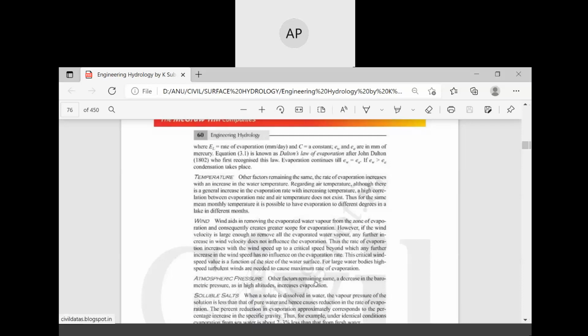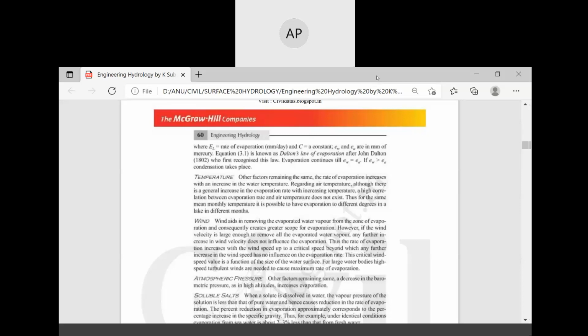Where E_L is the rate of evaporation and C is a constant, e_w and e_a are in mm of mercury. So this equation is known as Dalton's law of evaporation after John Dalton. So temperature, other factors remaining the same, the rate of evaporation increases with increase in water temperature.